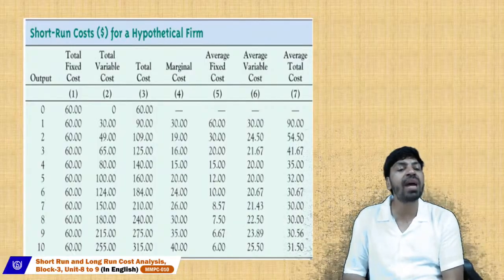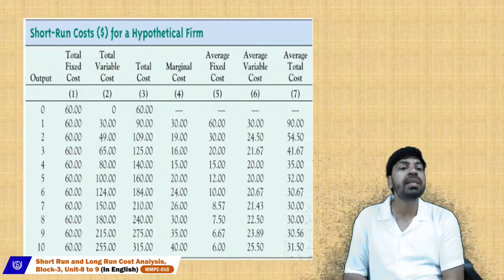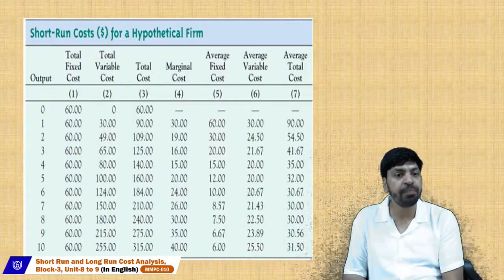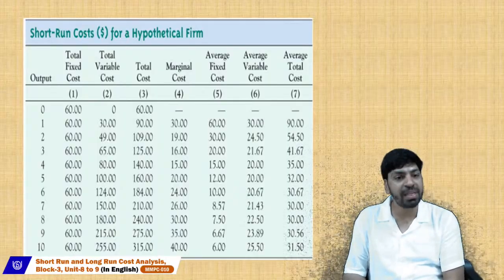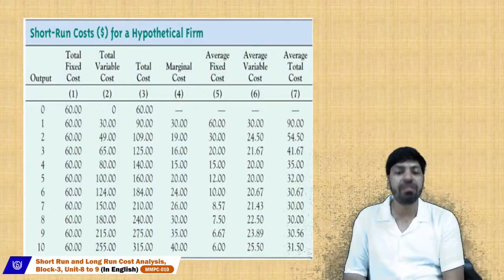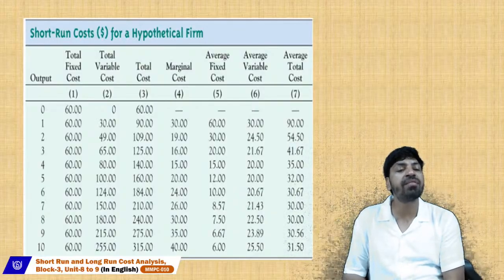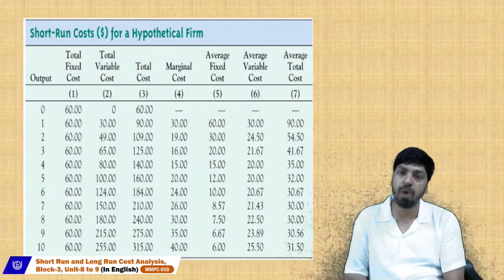That means 60 divided by 1 is 60, 60 divided by 2 is 30, 60 divided by 3 is 20, 60 divided by 4 is 15, 60 divided by 5 is 12, and so on.